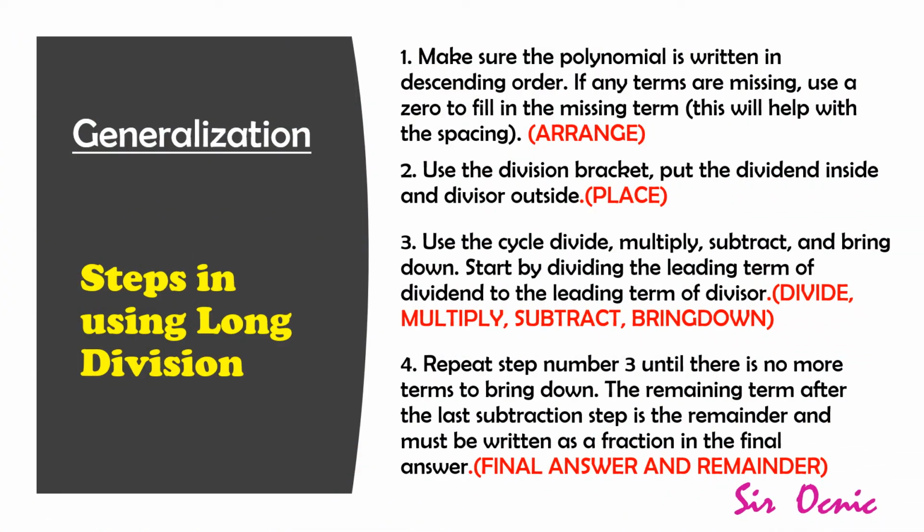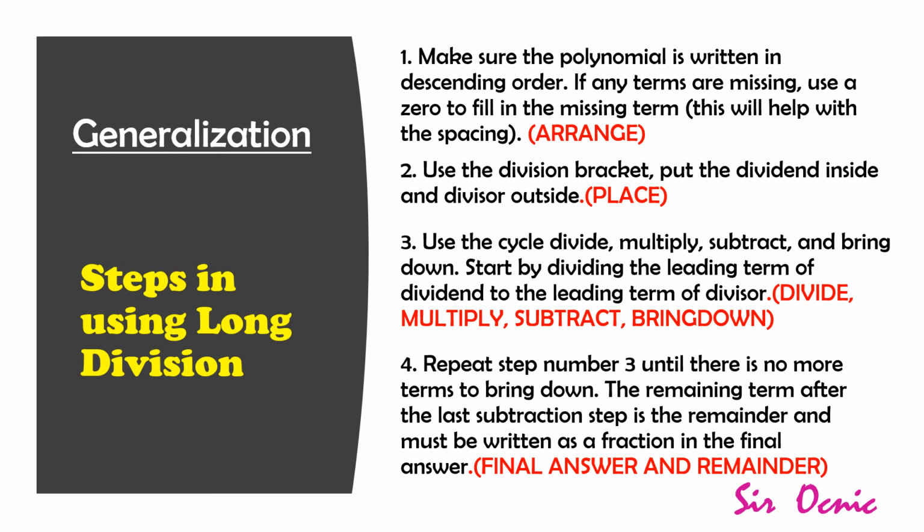Let us now summarize what we have discussed in this video. The 4 steps in using long division are: number 1, make sure that the polynomial is written in descending order. If any terms are missing, use a 0 to fill in the missing term. Step 2, use the division bracket, put the dividend inside and the divisor outside. Step 3, use the cycle divide, multiply, subtract, and bring down.